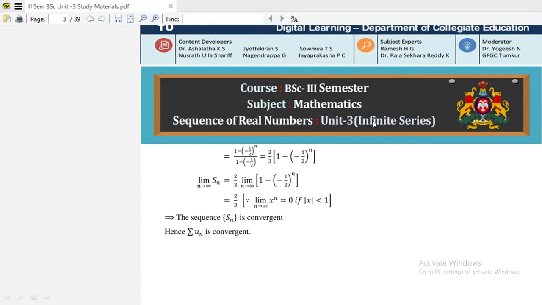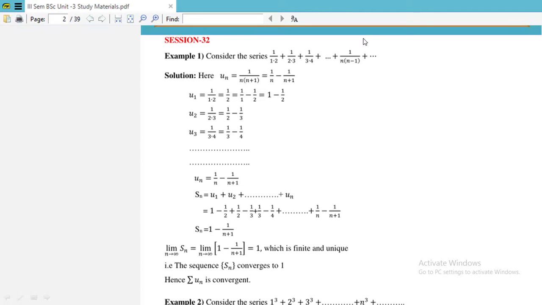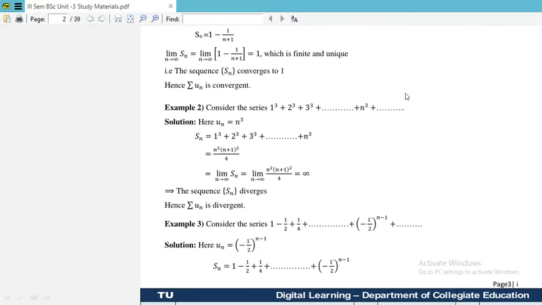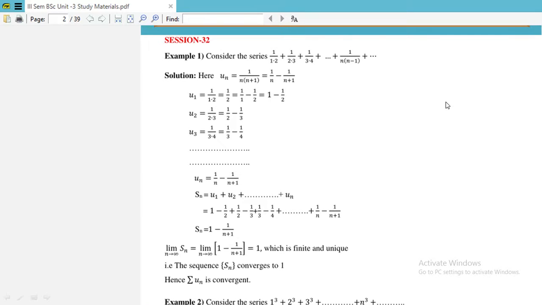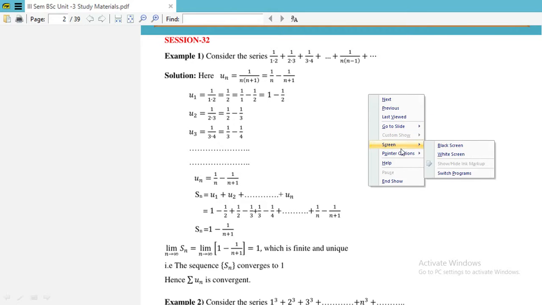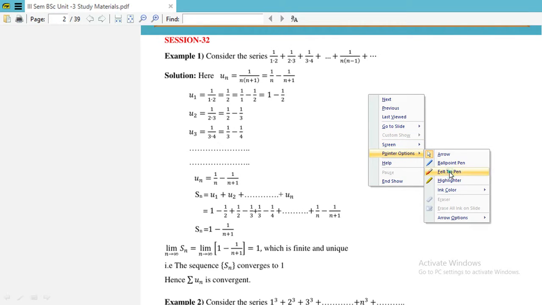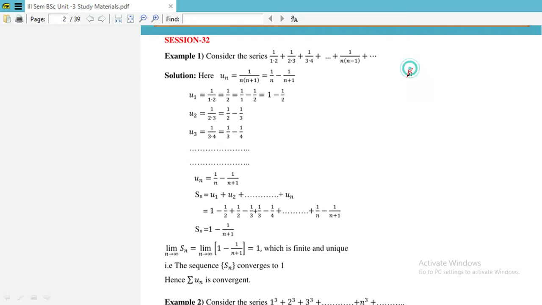By resolving it as partial fraction, this is a proper fraction.